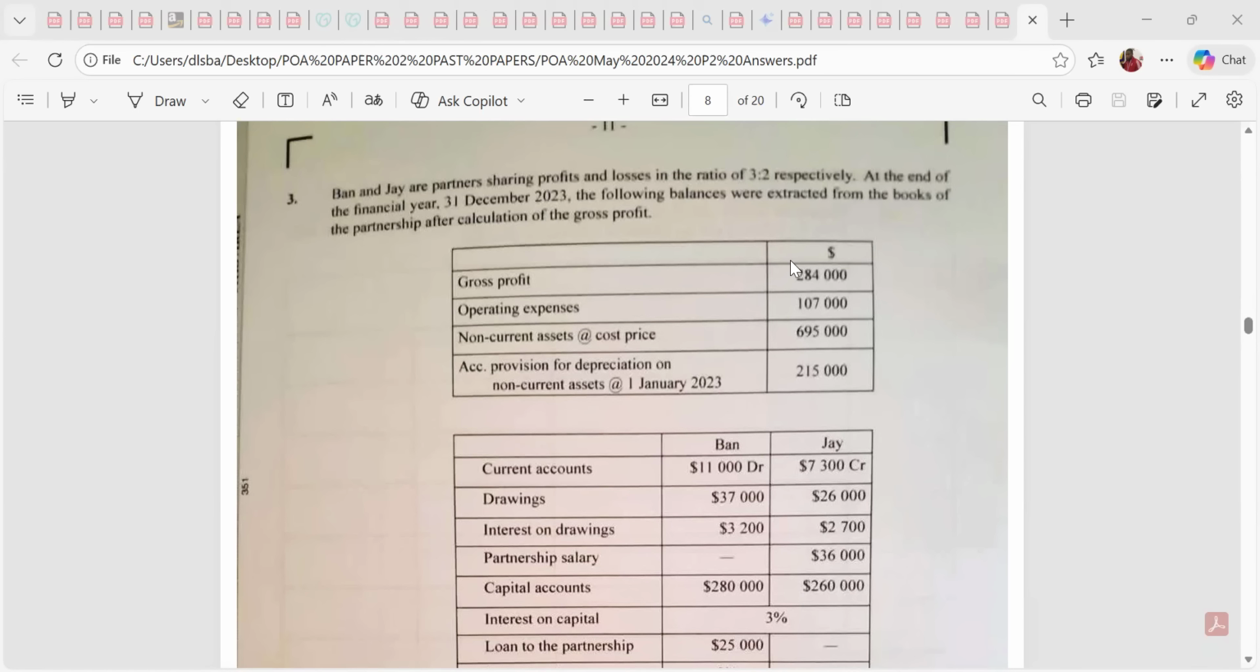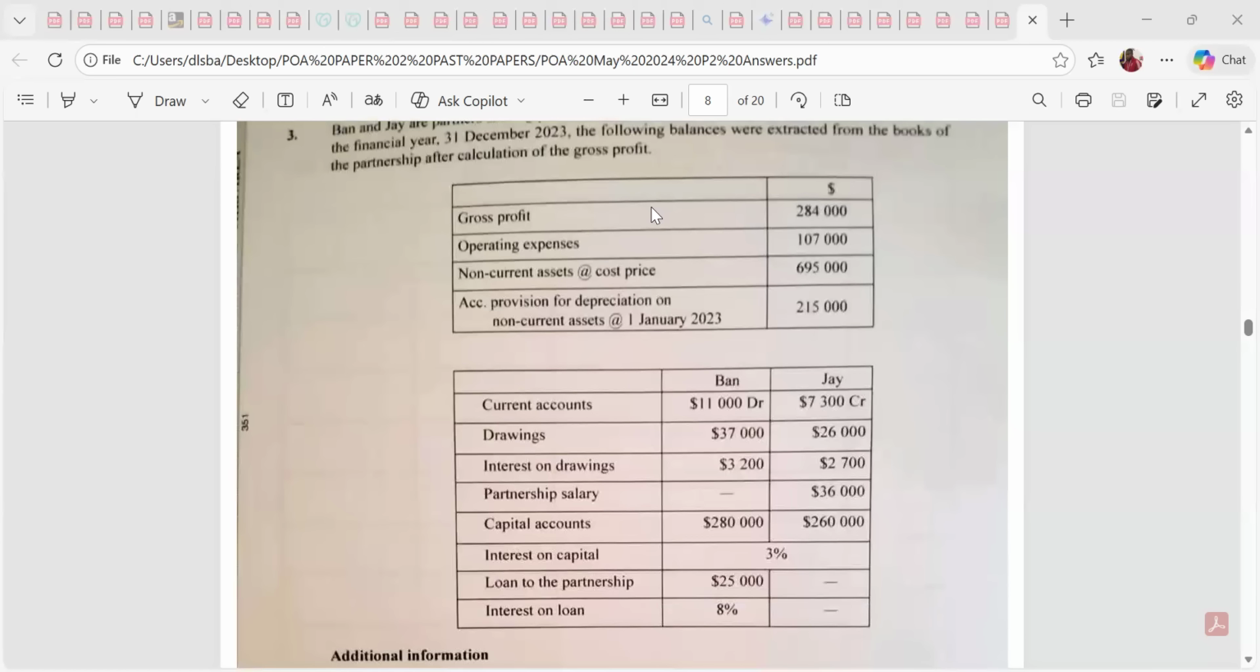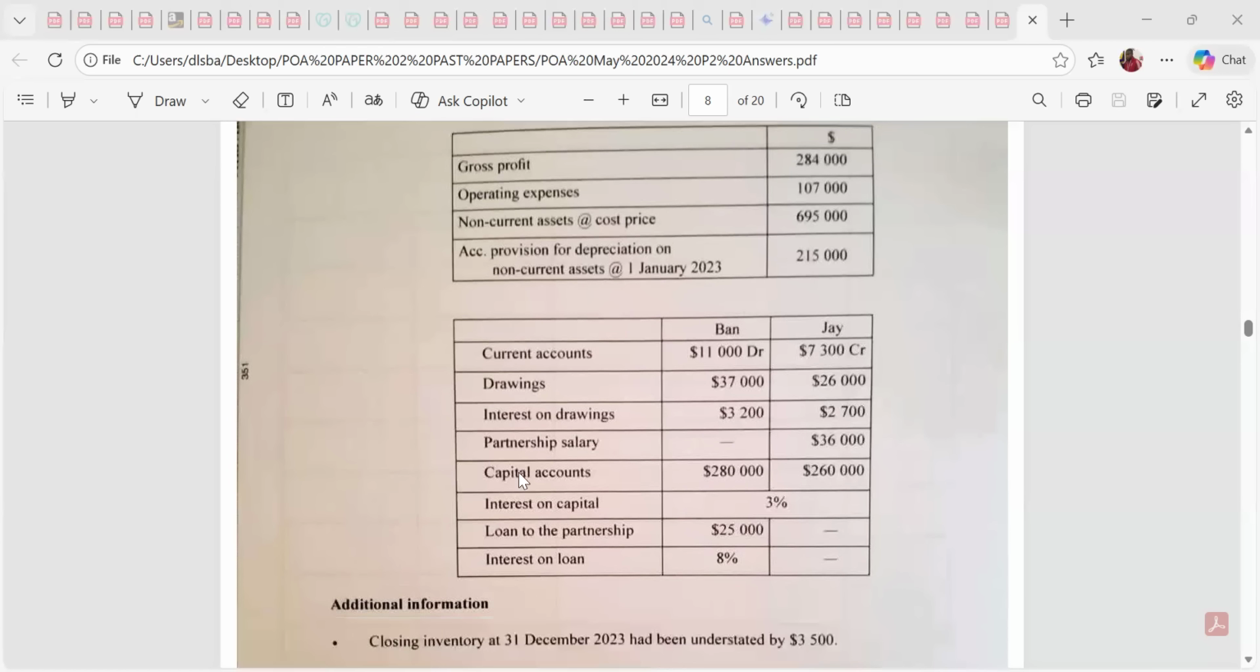Number 3, partnership question. Ban and J are partners, sharing profits and losses at a ratio of 3 to 2 respectively. At the end of the financial year, 31st of December 2023, the following balances were extracted from the books of a partnership. I remember this question. This was a solid question. This question is going to test your knowledge on income statements, adjustments, I should say, and it's going to test your knowledge on partnerships.